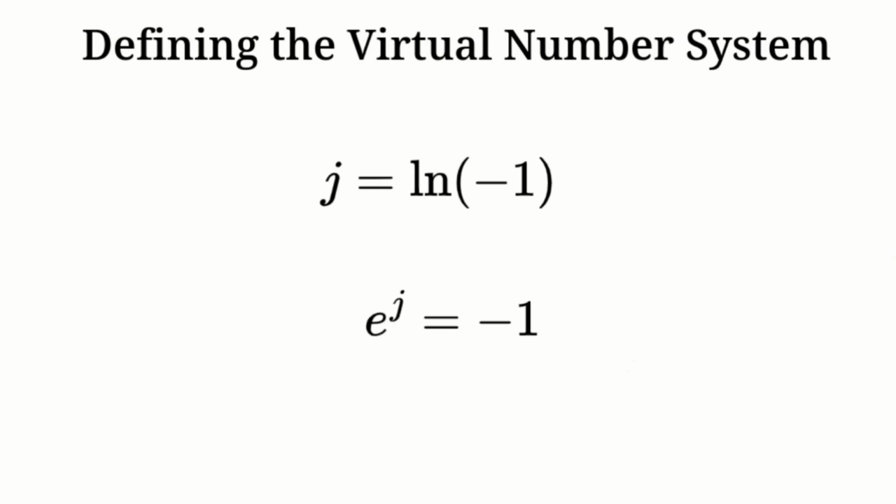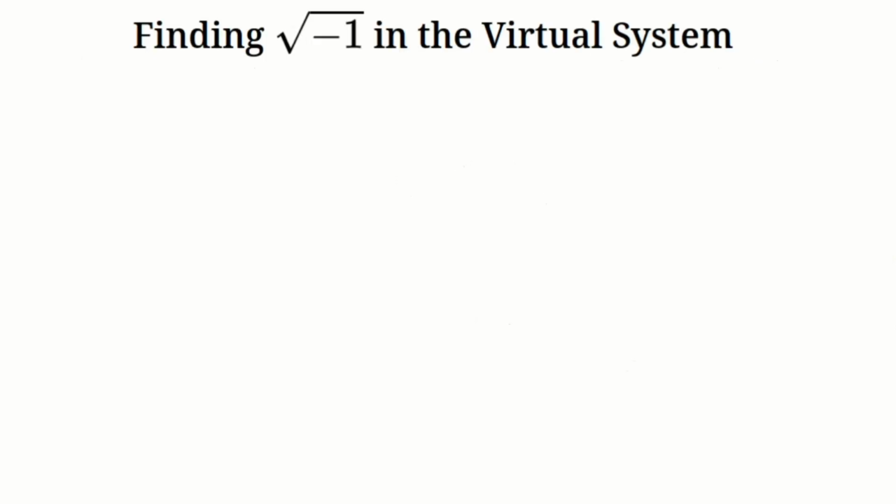We define the fundamental unit of the virtual number system as j equals the natural logarithm of -1. From exponentiation, we know that e raised to the power of j is equal to -1. This is our core definition in the virtual system, just like saying i squared equals -1 in the complex system. Finding the square root of -1 in the virtual system.